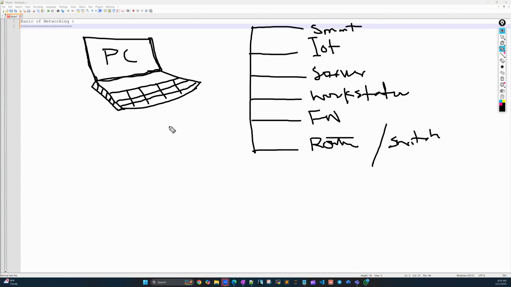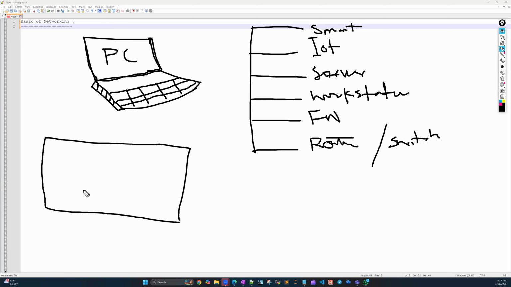They have one common denominator. What is the common denominator they have? They all have what they call a motherboard. This motherboard is the major component that all other inputs or all other accessories are attached to.